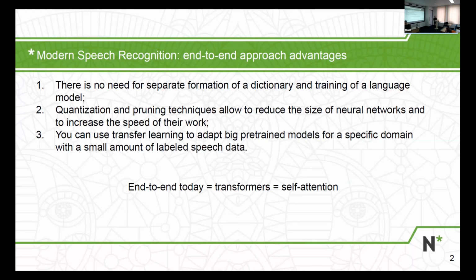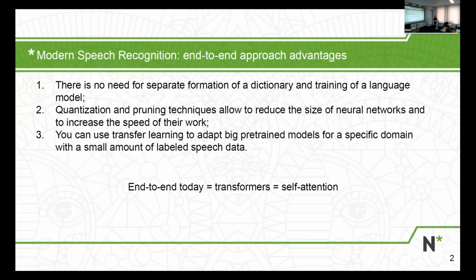Secondly, if it's a neural net, we can always use pruning or quantization techniques to reduce the size of the model and to increase the speed of its work. And finally, we can use some big pre-trained model, and if we have a small amount of audio data with speech with words from a specific domain, we can use transfer learning to adapt these big models to this specific domain.